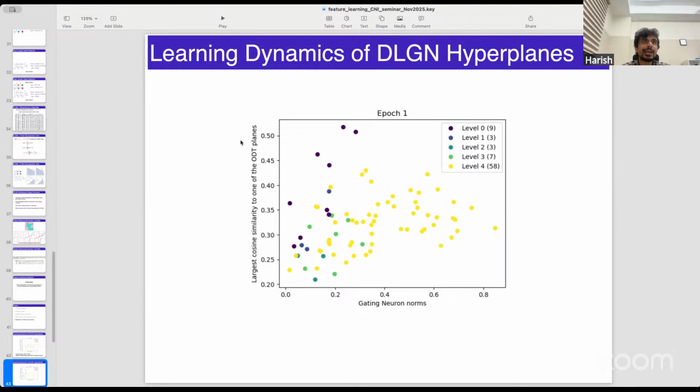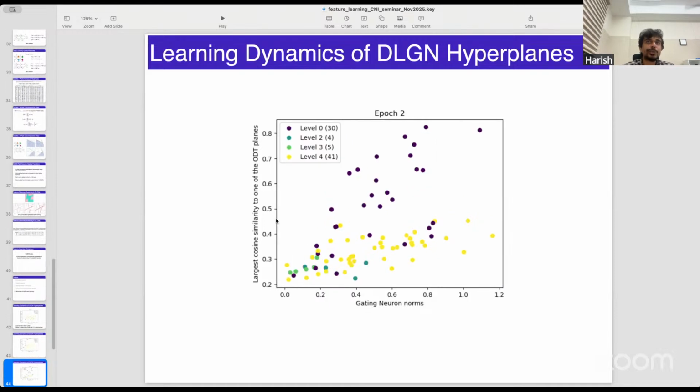It still does not align completely. So you can see the cosine similarity is still only between 0.2 to 0.5. Only when the cosine similarity is 1 can we say that our ODT hyperplane has been discovered. Until then, it has not really been discovered. So it's on the way to discovery. That's the status.